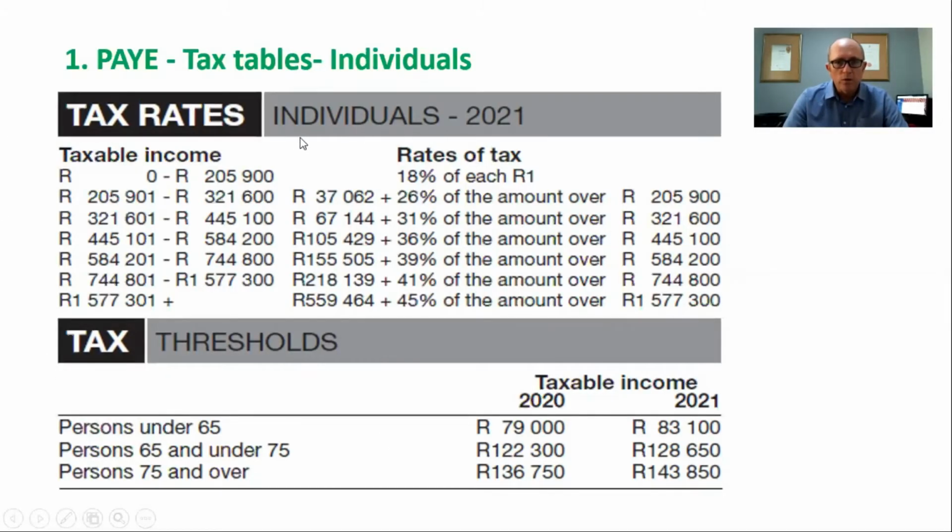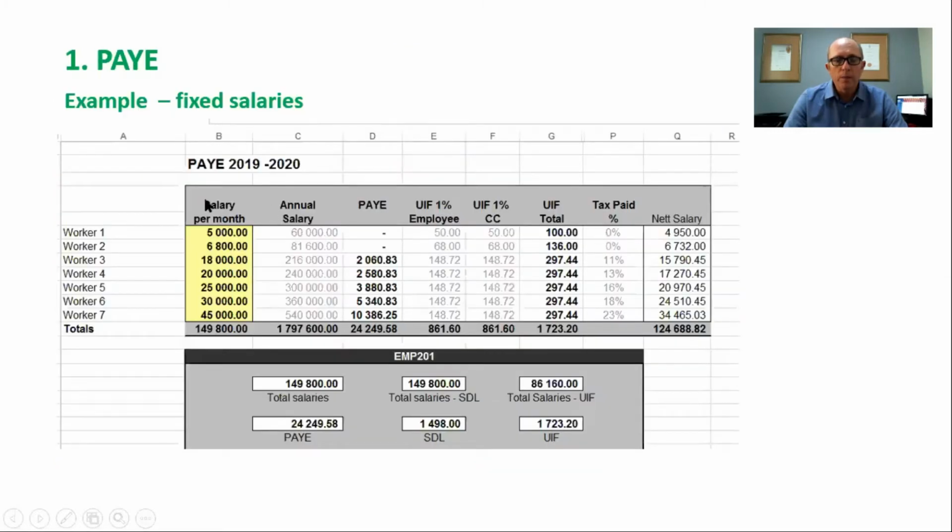So it works on a sliding scale. You can see for individuals up to 205,000 Rand, you'll be paying 18% tax, and then it goes up. If you earn more than 1.5 million Rand, then you're going to be paying 45% tax. And so we have a spreadsheet that we basically work on. This is if somebody works for you and they're earning a fixed salary every month. If there are no fluctuations in their salary, then you can work on a spreadsheet like this.